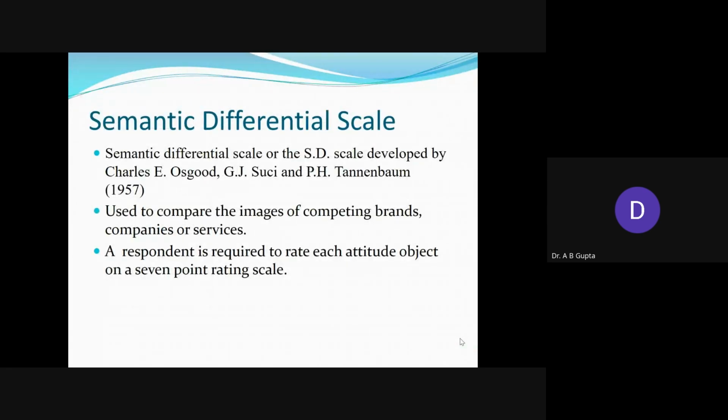Then another scale is what we call the semantic differential scale. It was developed by Osgood, Suci, and Tannenbaum, and again this is used to check the service given by a company, the brand image of a company, and you can compare these things. So for this also semantic differential is used, and here I'm using a 7 point scale, and a respondent has to rate each attitude. Again, let me show you this one, otherwise things will not become clear.